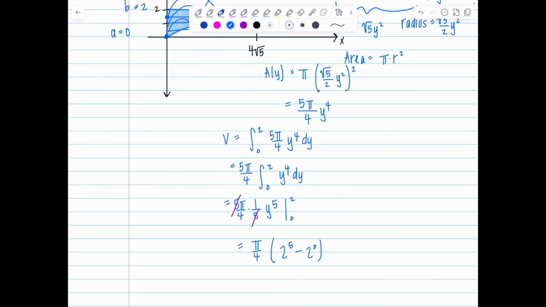0 to the 5th. I got too excited, please forgive me. So that's pi over 4 times 2 to the 5th, which is 32. So this is 8 pi. Okay, that concludes the lesson on volumes using cross sections.